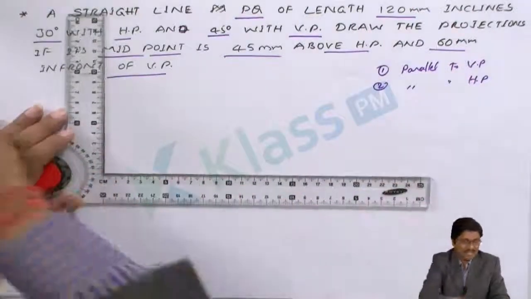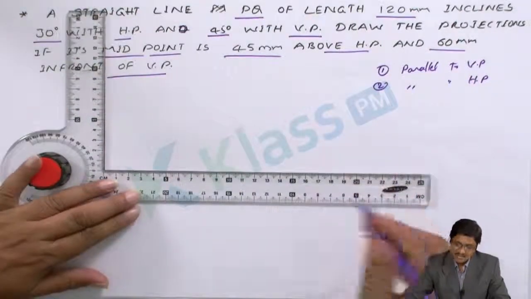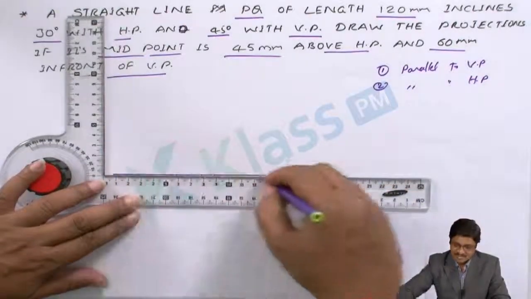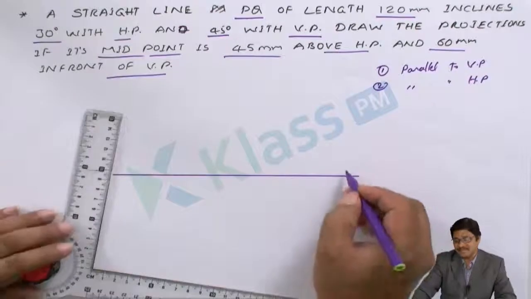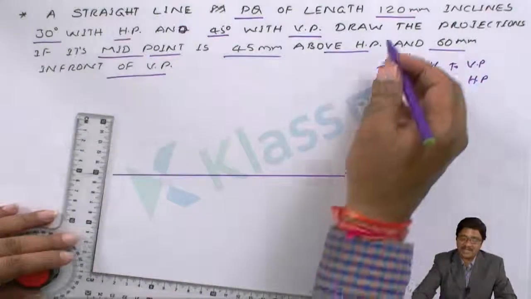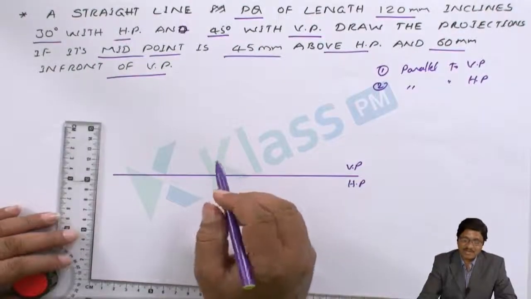So the primary thing we need is to draw the XY reference line, same as in the earlier case. After drawing the XY reference line, above it is the vertical plane area, below it is the horizontal plane. Now take the midpoint details that have been given. What are the midpoint details given?